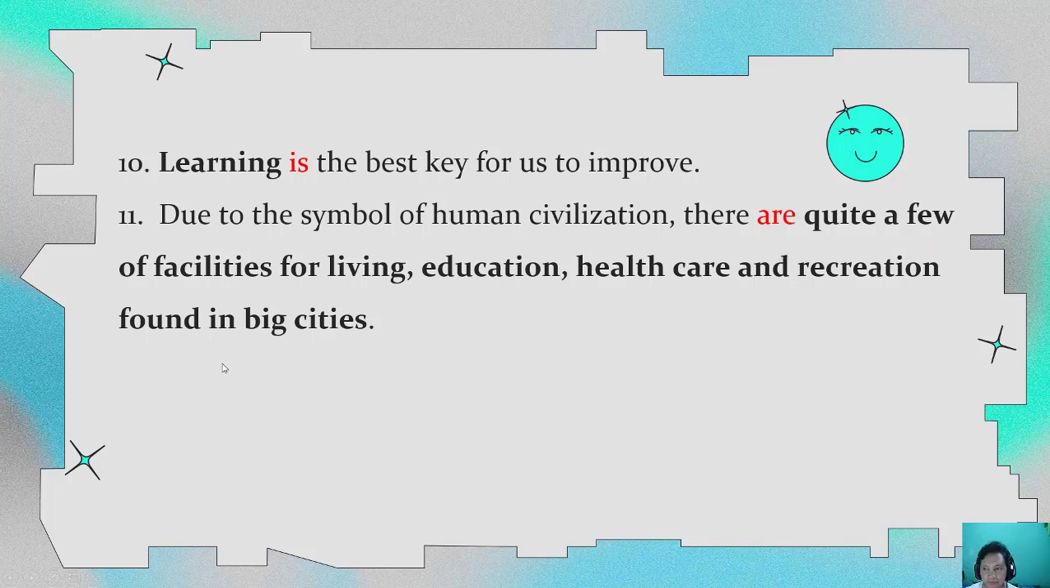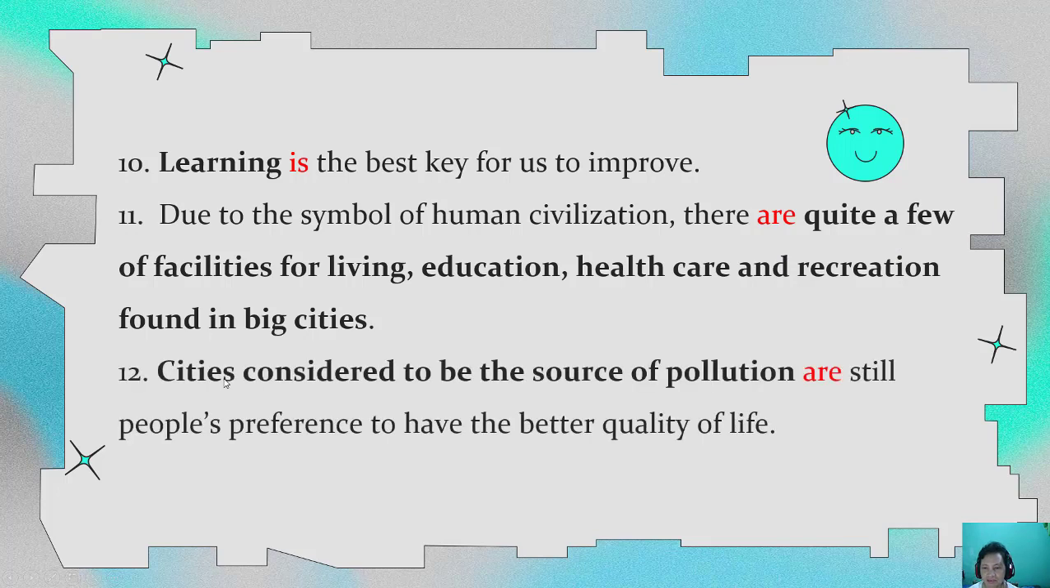Number 12. Cities considered to be the source of pollution are still people's preference to have the better quality of life. Cities considered to be the source of pollution. This is the same as this one, which found. Cities which are considered to be the source of pollution are still people's preference.